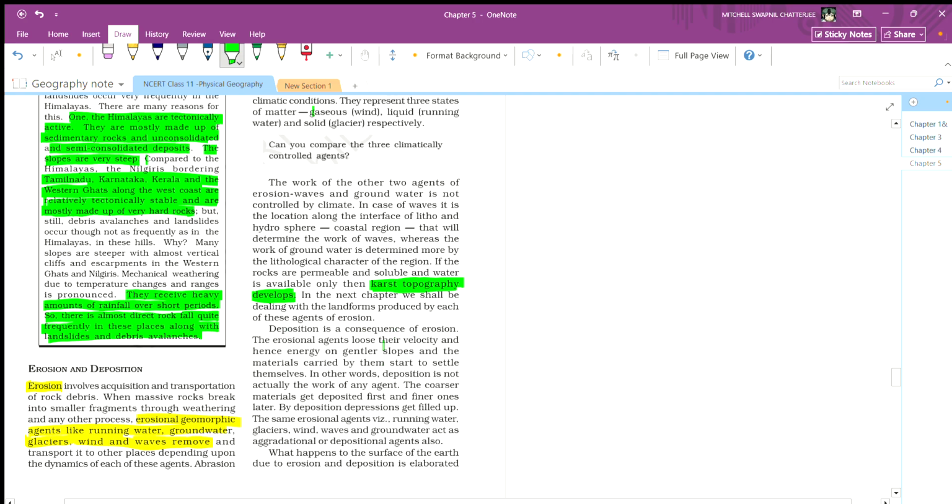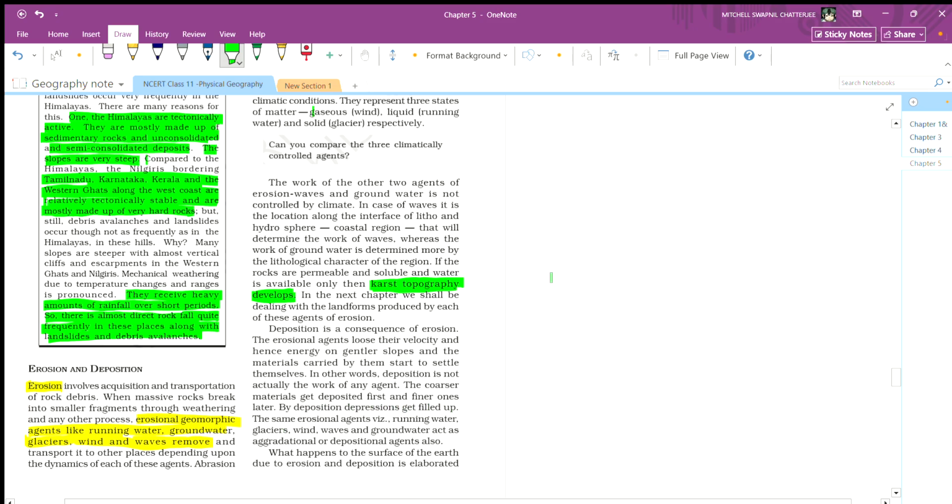Next, deposition is a consequence of erosion. Erosional agents lose their velocity and hence their energy on gentler slopes, and the material carried by them starts to settle. In other words, deposition is not actually the work of any agent. The coarser the material, the sooner it gets deposited, and the finer ones later. By deposition, depressions get filled up.